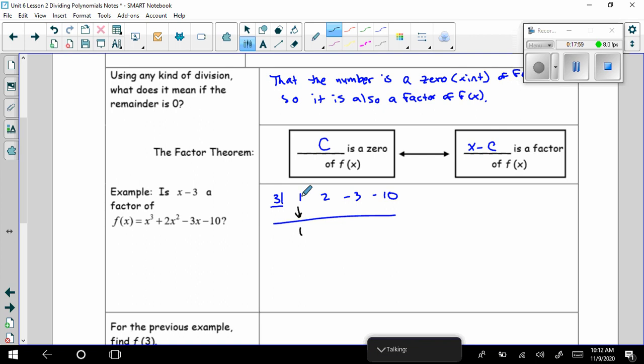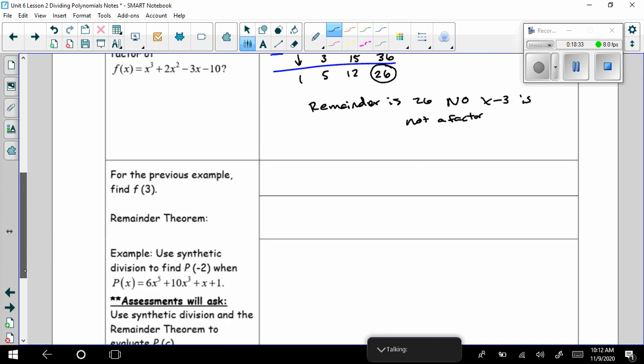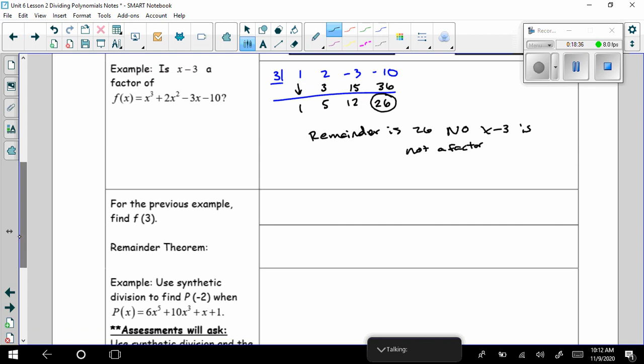but I have students who just hate this type of division, and I don't care either way. All right, so bring down, multiply, answer up, add, multiply, answer goes up, add, multiply, answer goes up, add. So I have a remainder. So remainder is 26. So no, x minus 3 is not a factor.